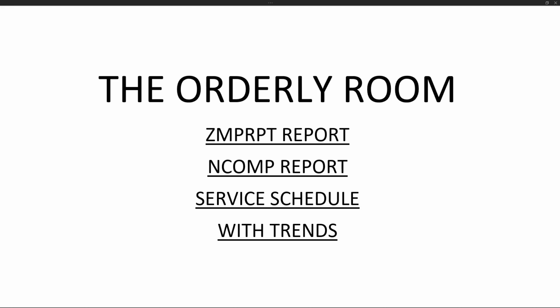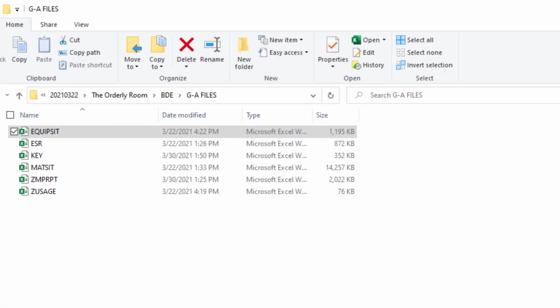Welcome, team. Today we're going to be looking at a CMP RPT report or NCOMP report or service schedule. And all of them are going to have a trend. So they're going to show you what is today and what it was in the date that you choose from data that you have run from before. These are the files that you're going to be needing.